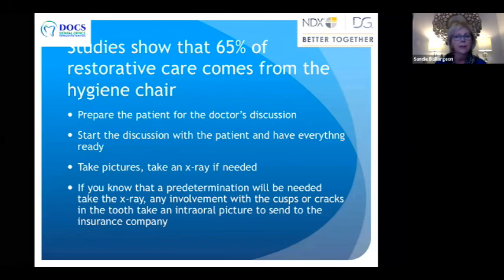There's lots of great things you can do with technology now, which really helps the patient understand the need and helps you to follow up with the patient. If you know predetermination will be needed, take the x-ray. Any involvement with cusps or cracks in the tooth require intraoral pictures. And also what the insurance companies are starting to do now is asking you for the entire treatment plan. You may be sending in a pre-estimate for a crown, but they're going to want to know everything.